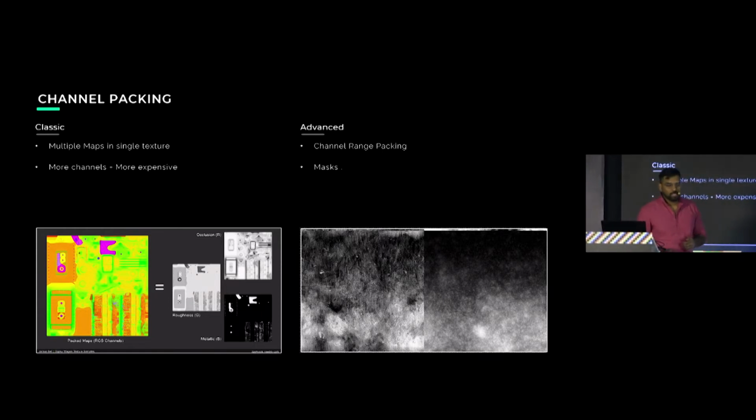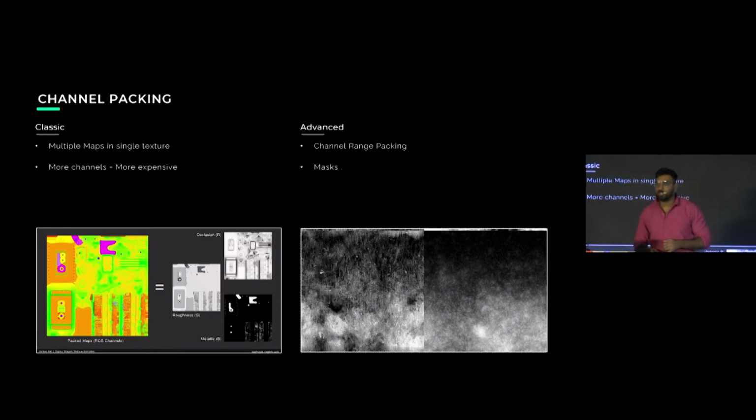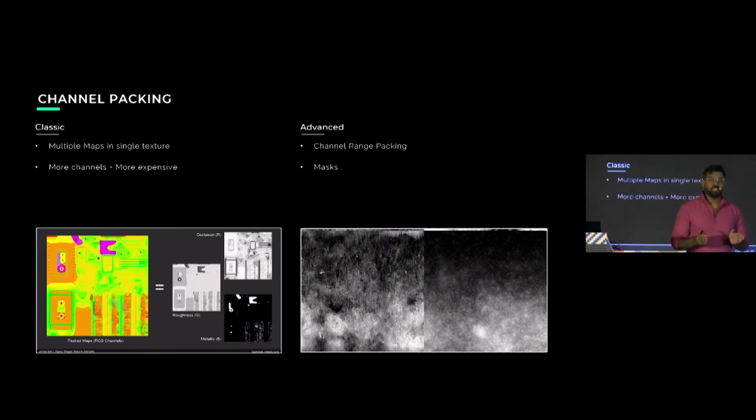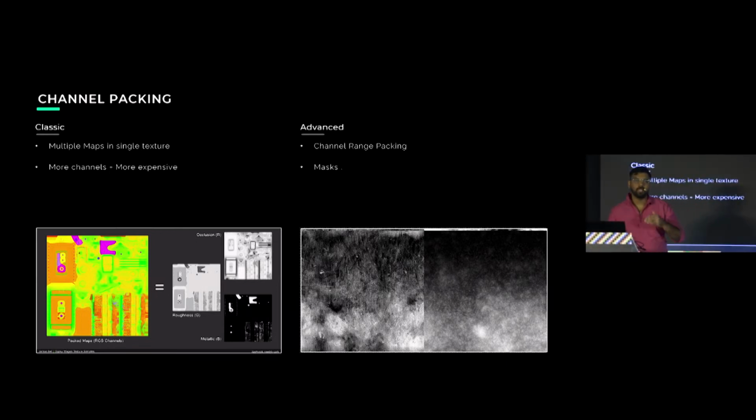There are some advanced channel packing tricks which we used at Indus. It is essentially range packing. We pack different amounts of range in a single channel, so we can have up to 9 textures in a single RGB channel.